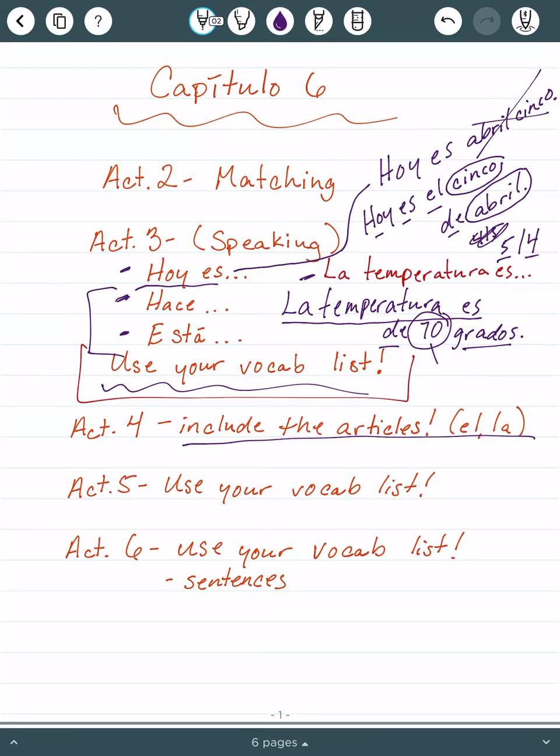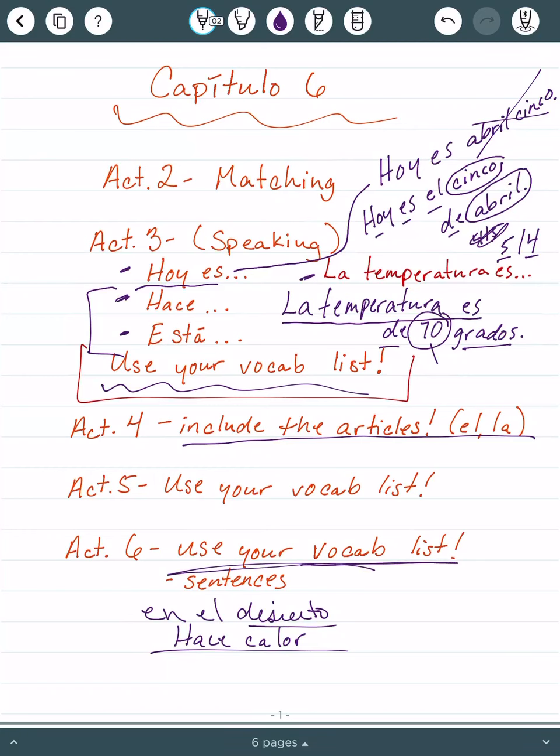For Activity 6, let's see. Okay, again, stick to the vocabulary list. So in the example, it says en el desierto, and then we're supposed to write a sentence about what the weather is like. So we went with hace calor, because el desierto is the desert. Hace calor is from your vocabulary list, meaning it's hot.